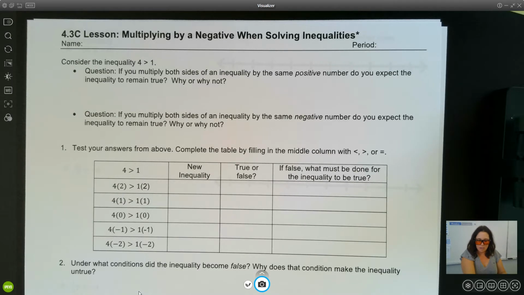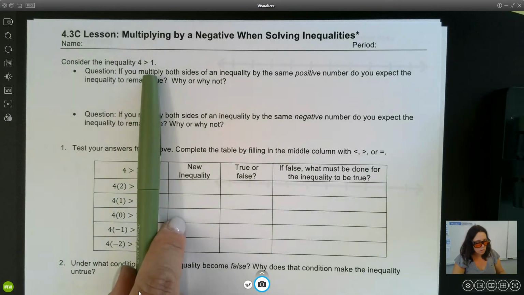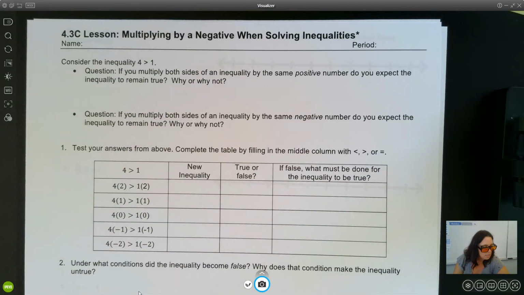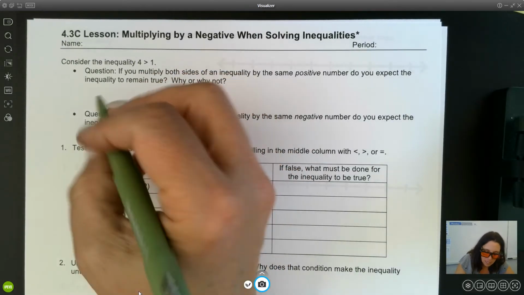All right, so consider the inequality 4 is greater than 1. Question, if you multiply both sides of the inequality by the same positive number, do you expect the inequality to remain true? Why or why not? I would. Yes, I would. Okay, yes.